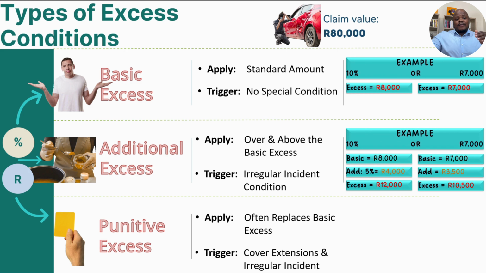Extensional covers are covers that are normally not covered by your basic type of cover, but they are covered. There are conditions that are put to make sure that your cover goes over and above to extend to include certain things that a basic cover wouldn't include. But for the insurer to include that, they will put punitive excesses to make sure that you don't utilize that to your benefit, but that you become responsible and not reckless.